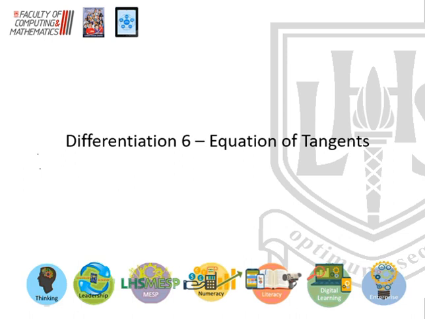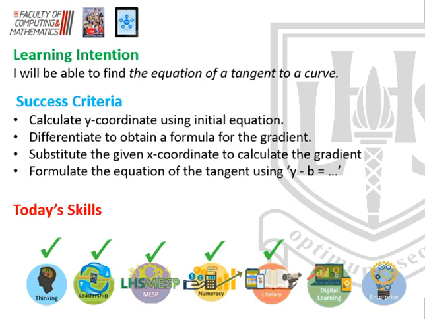So the first thing we're going to look at is the success criteria. Today we're wanting to be able to find the equation of a tangent to a curve, and there's 4 steps to this one. Being able to calculate the y-coordinate using an initial equation, being able to differentiate to obtain a formula for the gradient, being able to substitute the given x-coordinate to calculate the gradient at a given point, and then being able to formulate the equation of a tangent using y minus b is equal to m(x minus a).